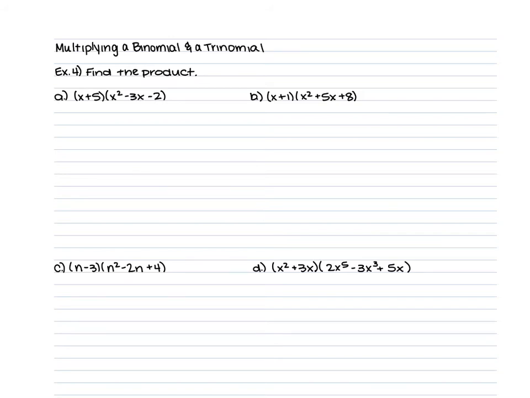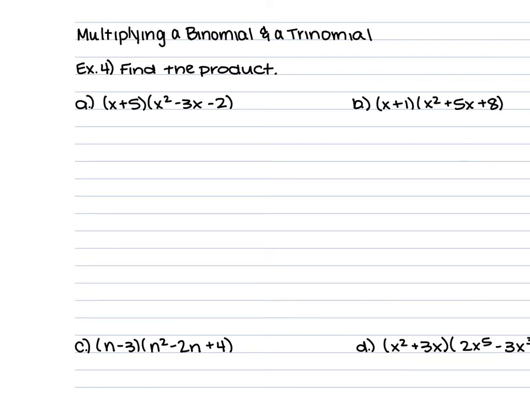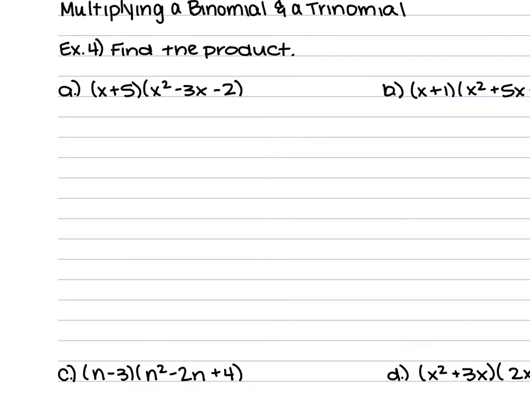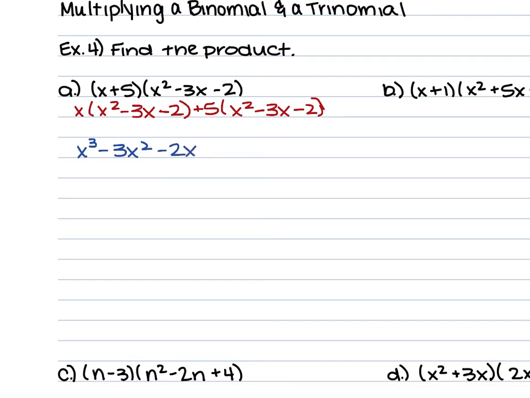So if we look at example A here, we have x plus 5 times x squared minus 3x minus 2. I'm going to first take the x in the x plus 5 and multiply it by x squared minus 3x minus 2. Then I'll take the 5 and do the same thing, multiply by the x squared minus 3x minus 2. When I go to rewrite this, I'm going to write this vertically. So x times x squared is x cubed. X times negative 3x is negative 3x squared. X times negative 2 is negative 2x.